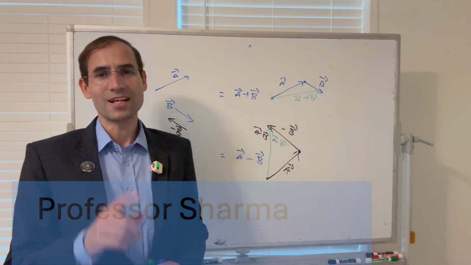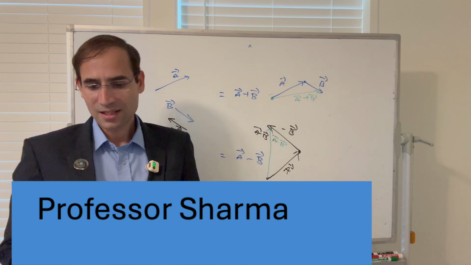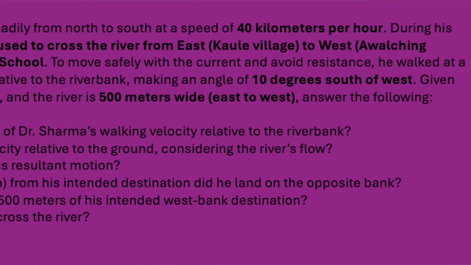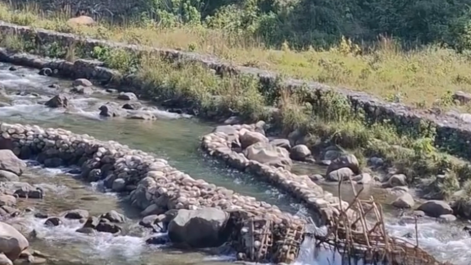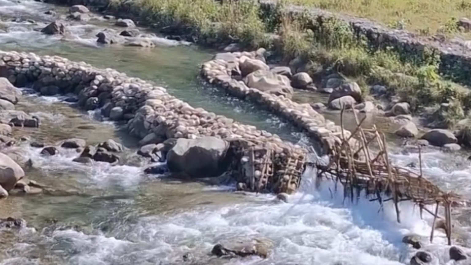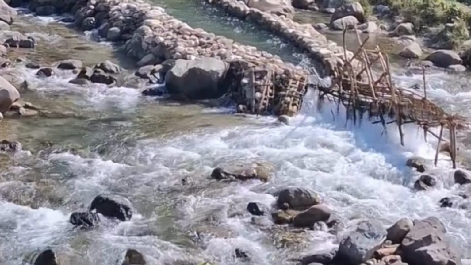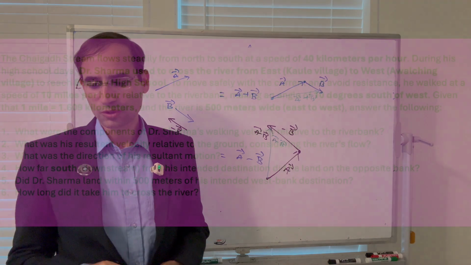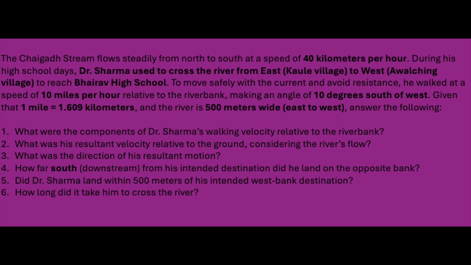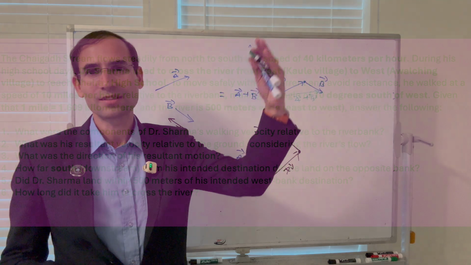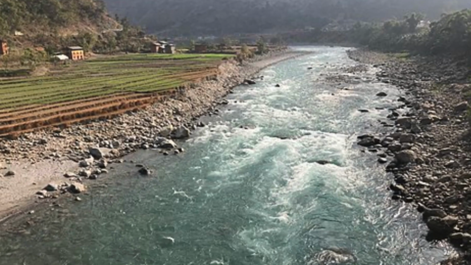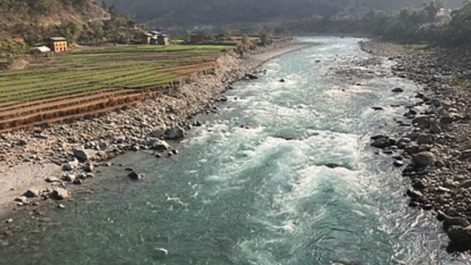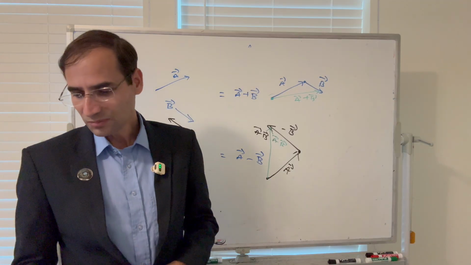Let's discuss an interesting problem about vectors. The problem reads: the Chingar stream lies in Nepal. That is nearby my village where I was born. The Chingar stream flows from north to south at a speed of 40 km per hour. It starts from Gurase in the north and merges into the river in the south. That's the real stream.